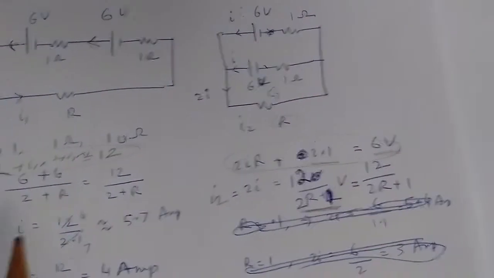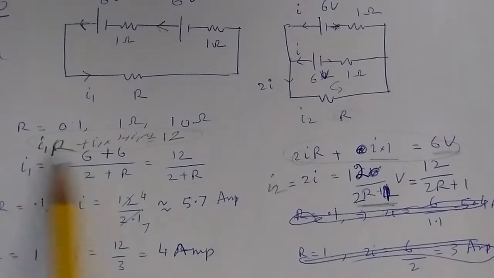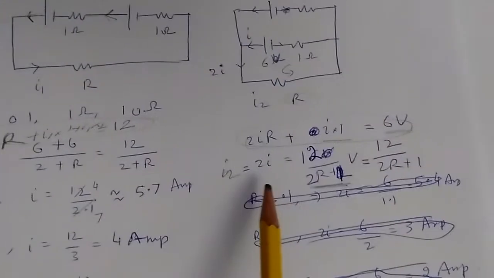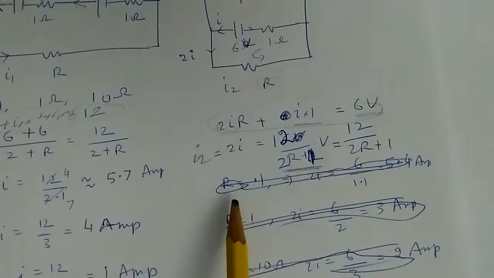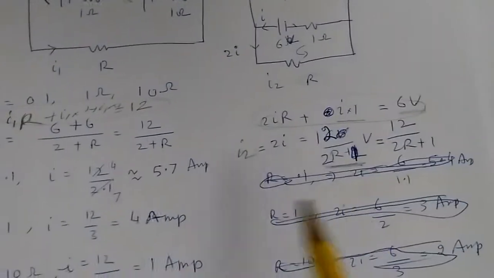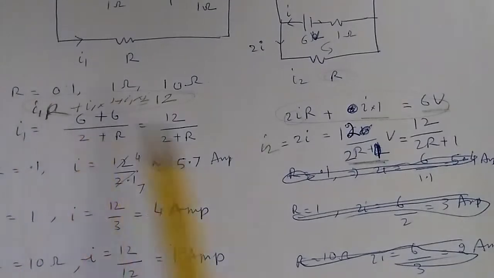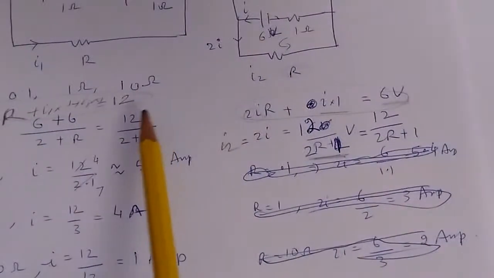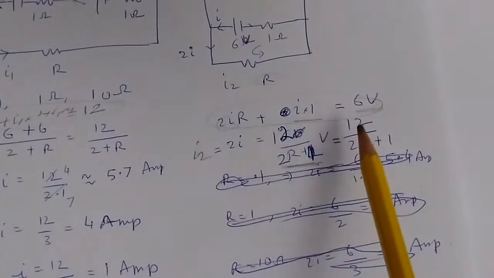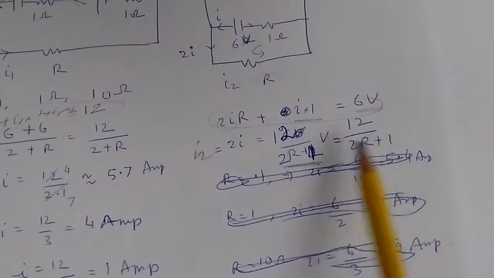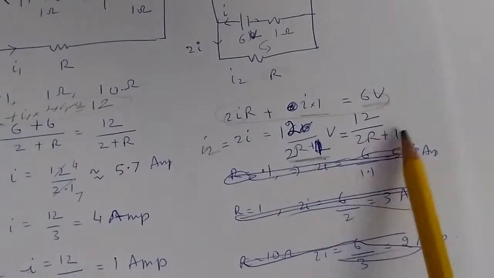Now we need to find the ratio of I1 and I2. We could also solve this for R equal to 0.1, 1 and 10 ohm and then find the ratio, but it's better to just take the ratio of I1 to I2. I1 is 12 divided by 2 plus R, I2 is 12 divided by 2R plus 1. So the I1 by I2 ratio will be 2R plus 1 divided by 2 plus R.